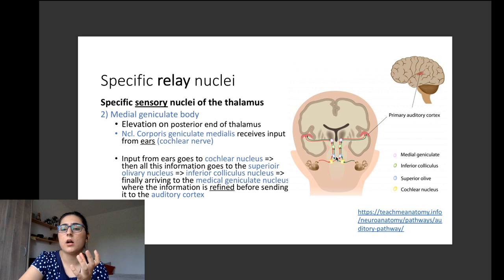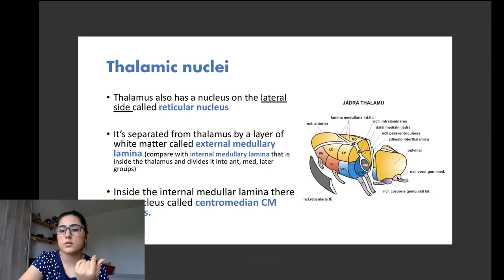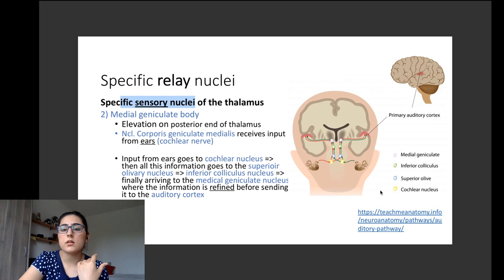After my cochlear nucleus received the input, it's going to send it to my superior olivary nucleus. From my superior olivary nucleus, it's going to go to my inferior colliculus, and from my inferior colliculus, it's going to go to my medial geniculate body, which we said is my specific sensory nucleus. It's my second type of specific sensory nucleus of my thalamus. Alright, so we were here. This is the guy who's going to receive information from my cochlear nerve and send it to my auditory cortex. Easy, right?